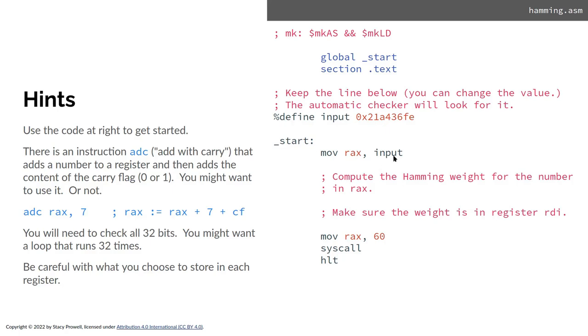Here's our start. We take our input value. We put it in RAX. So now RAX is holding our value. We then do whatever code needs to be done to compute the Hamming weight for the number in RAX. We make sure the result winds up in the register RDI. Why is that? We'll talk about system calls today, but basically our syscall is going to return the value that's in RDI. The syscall 60 is exit. We'll call that and that will exit with the return value or the exit value back to the command line. So that's the framework. You just need to fill in this little piece right here and you should be in good shape.